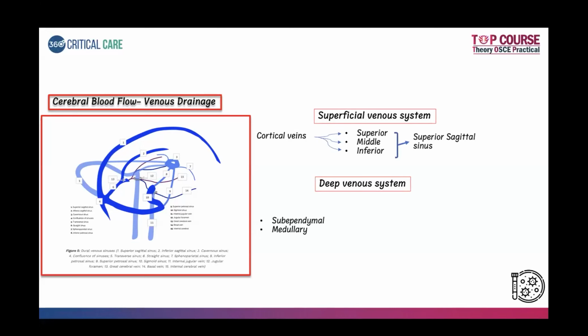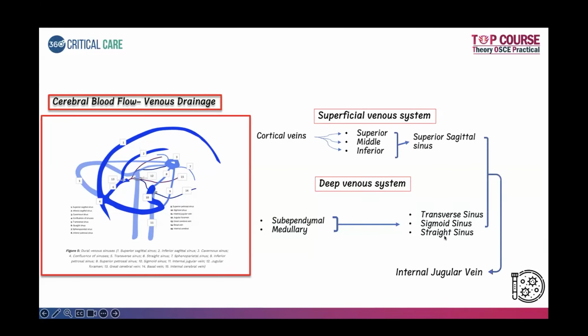The deep system again constitutes venous drainage from the subependymal and medullary region, or medullary veins and subependymal veins, which again combine together to drain into the sinuses, which are the transverse sinus, sigmoid sinus, and straight sinus. So there are four major sinuses in the brain: superior sagittal, transverse, sigmoid, and straight sinus. Ultimately, the superior sagittal sinus joins at the confluence of the sinuses along with all these three sinuses, and finally drains to the ipsilateral internal jugular vein. So that's the basic venous drainage of the brain.